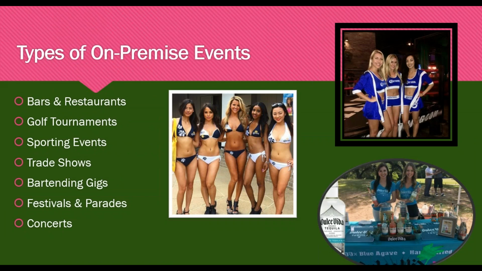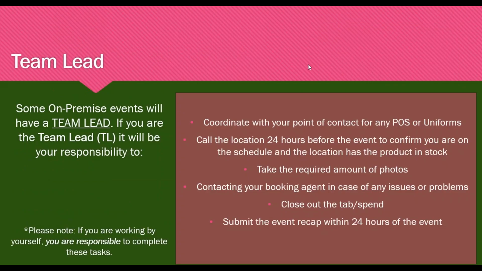So types of on-premise events. I believe all of you are already established brand ambassadors and promo models. You've done this kind of stuff before, but for those of you who might not know, they're called on-premise events because the consumer has to consume the product on the premises. So this is going to be your bars and restaurants, golf tournaments, sporting events, any sort of special event or festival. Those are all considered on-premise events. Obviously, this is different from off-premise events because those are typically in grocery stores or liquor stores. The consumer has to remove the product. They have to take it off the premises to consume. So that is that verbiage.